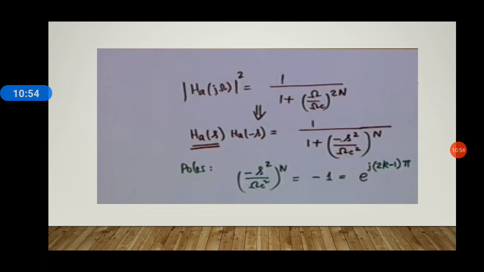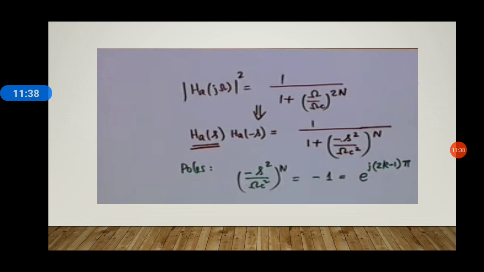Now, writing |H(jω)| whole square equal to 1 by 1 plus (ω/ωc) to the power 2n won't be sufficient enough in order to satisfy all the specifications that would be given to us. So we need to have a different approach. We need to find Ha(s) from Ha(jω). So |Ha(jω)| whole square can be written as Ha(s) into Ha(−s), and we replace ω by s by j, because s is equal to jω.